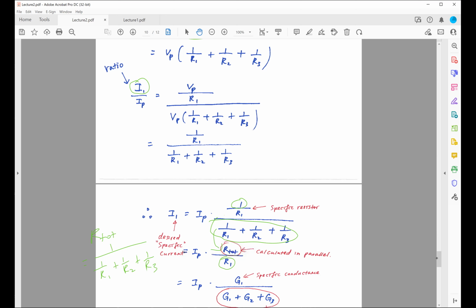Okay. So instead of writing so many 1 over something, I'm just going to keep it simple. If I know R total, take that R total divided by the resistor of interest times IP, then I can find the specific current that I want.